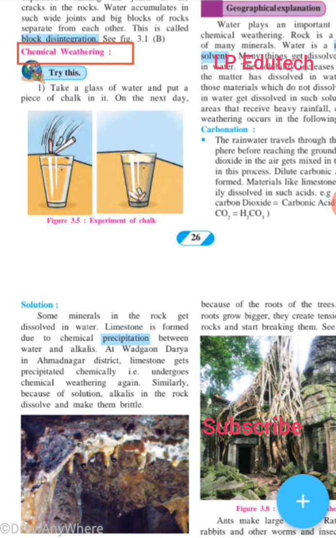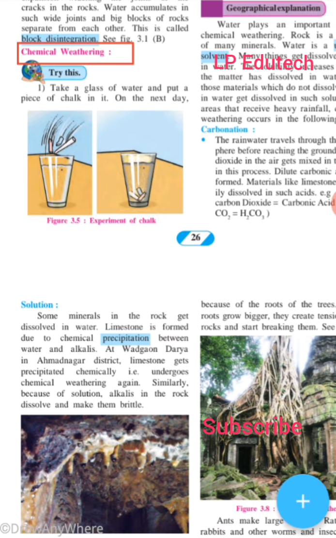entitled chemical weathering, an experiment with chalk, figure 3.5. Take a glass of water and put a piece of chalk in it. On the next day, observe what has happened to it and answer the following questions. Now after putting the piece of chalk in the glass, we are going to observe. Did the color of the water change? The answer is obvious: yes, the color of the water changed to white, and the piece has a white color.